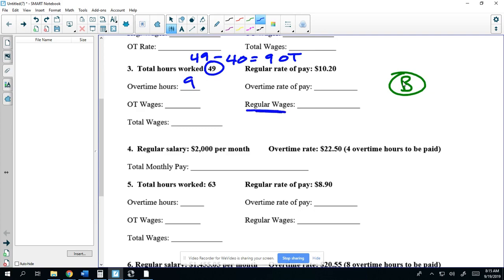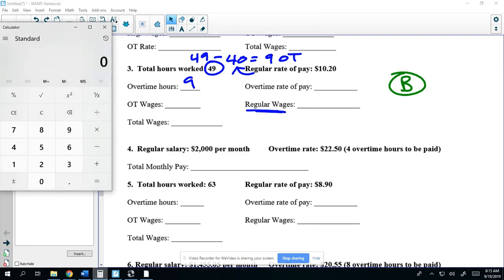We're still going to take our regular wages, and to find that, we'll take our regular rate of pay times our regular hours, which we need to make sure is 40, not 49. Following that, we'll calculate our overtime rate of pay, our overtime wages, and our total wages. If you're not sure what to do, just watch the video and follow along.